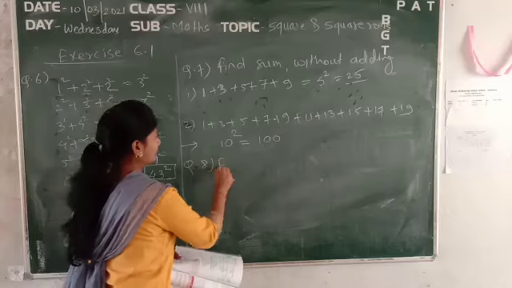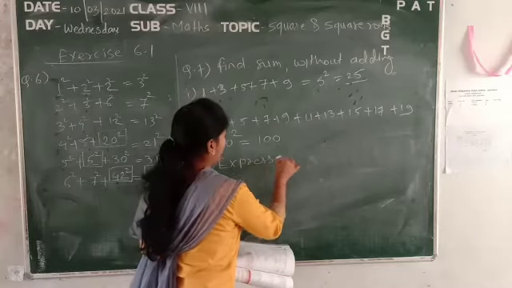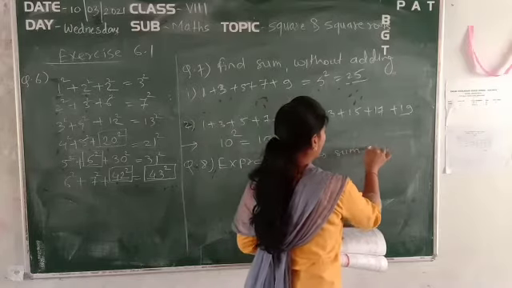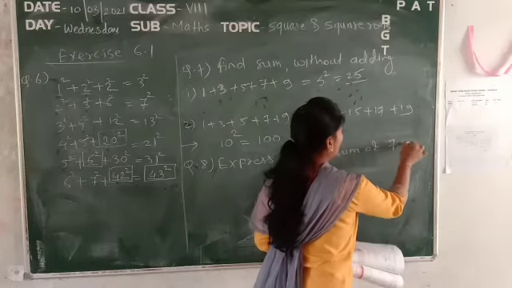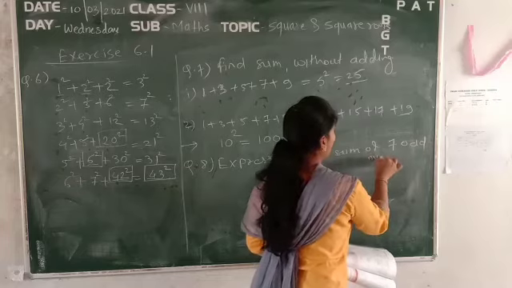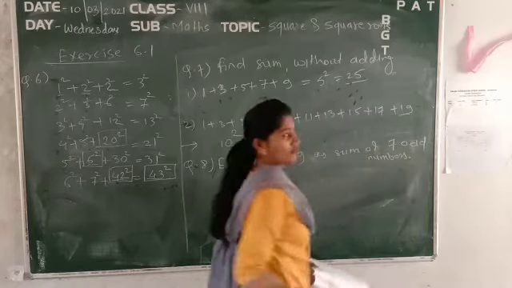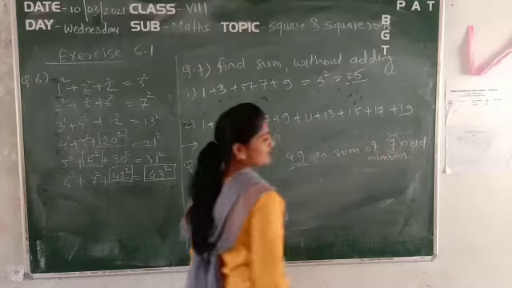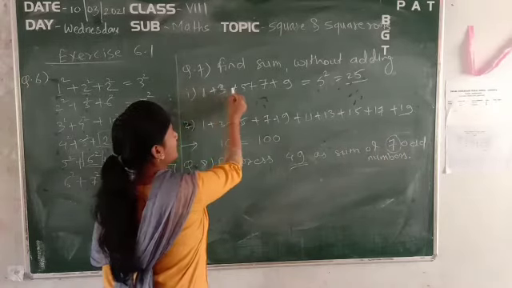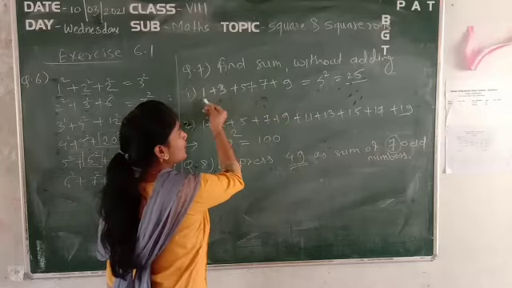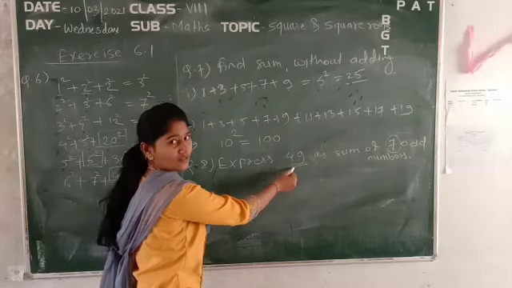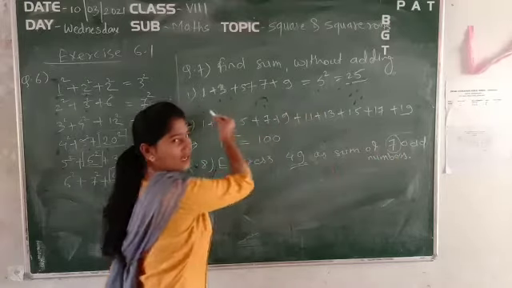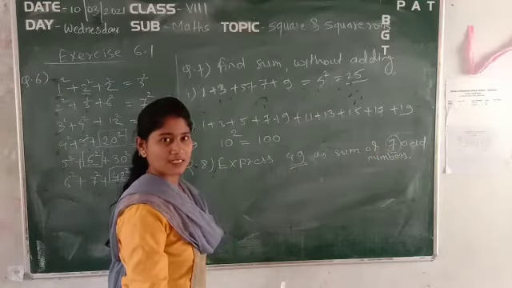Express 49 as a sum of how many odd numbers? 7 odd numbers. So you have to express this number 49 as a sum of 7 odd numbers. Sum means addition, and you want to write 49 as a sum of 7 odd numbers, like the 5 odd numbers we have taken now. In that way you have to take 7 odd numbers.